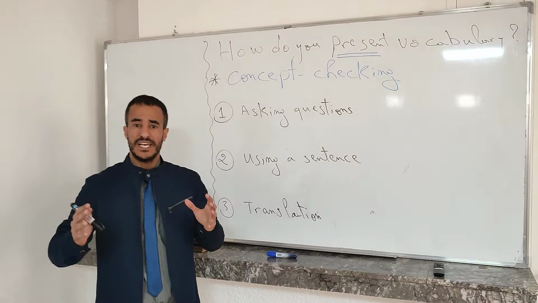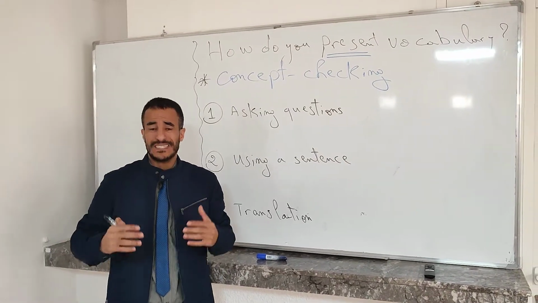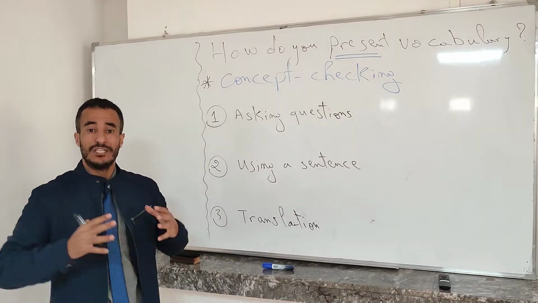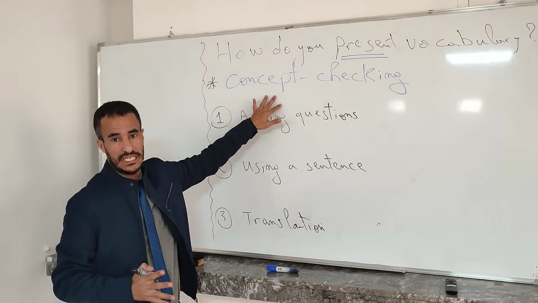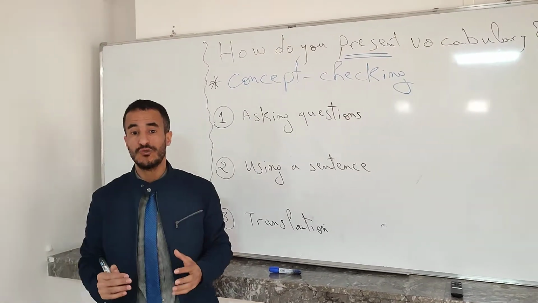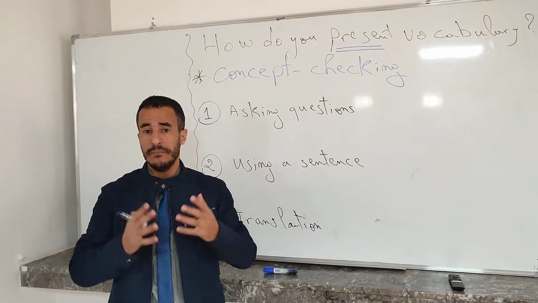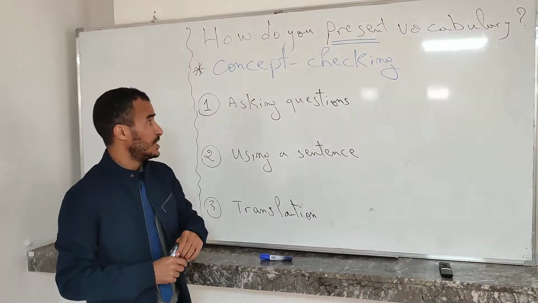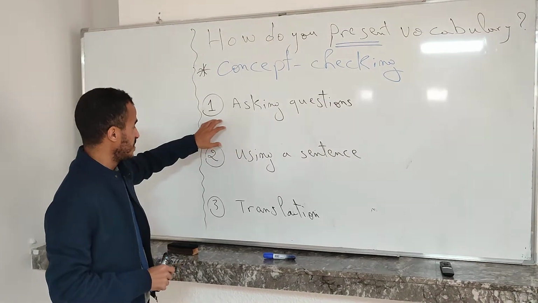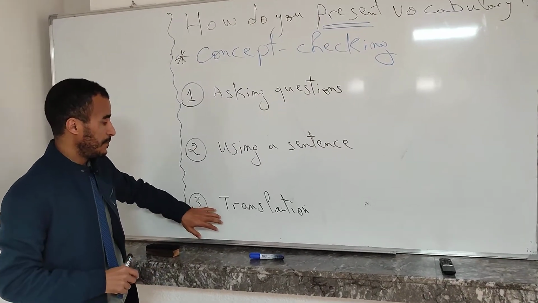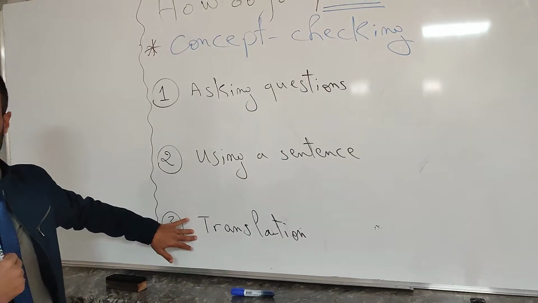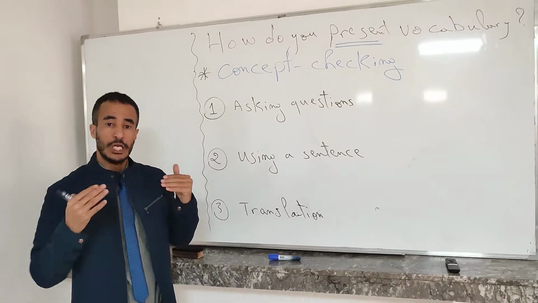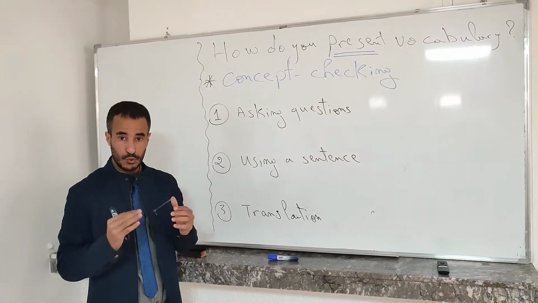Now, after you present vocab, the second step or the second stage is checking understanding, or concept checking. We would like to know if students understand the form, the meaning, and the use of the words, then we can move to practice. So for concept checking, these are the three main elements or techniques I use to make sure that my learners understand the word.